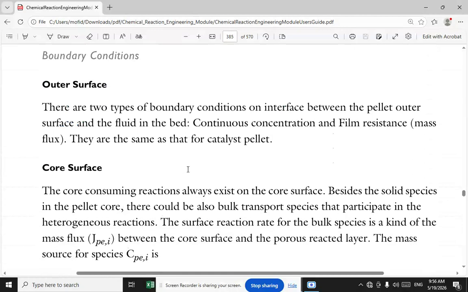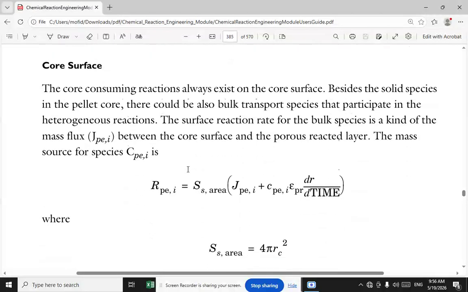Boundary condition, outer surface. There are two types of boundary conditions on the interface between the pellet outer surface and the fluid in the bed: continuous concentration, and film resistance and mass flux. They are the same as those for catalyst pellets. Core surface. The core consuming reactions always exist on the core surface. Besides the solid species in the pellet core, there could also be bulk transport species that participate in the heterogeneous reactions. The surface reaction rate for the bulk species is a kind of mass flux J pellet I between the core surface and the porous reacted layer.